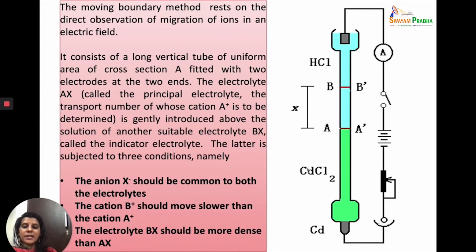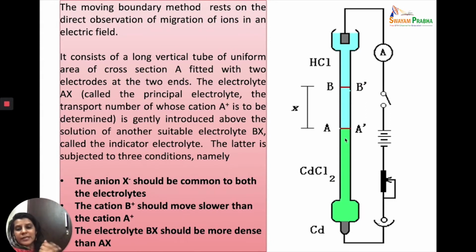The indicator electrolyte is subjected to three conditions. First, the anion X minus should be common to both the electrolytes. The cation B plus should move slower than the cation A plus. The electrolyte BX should be more dense than AX. Why are these all necessary?